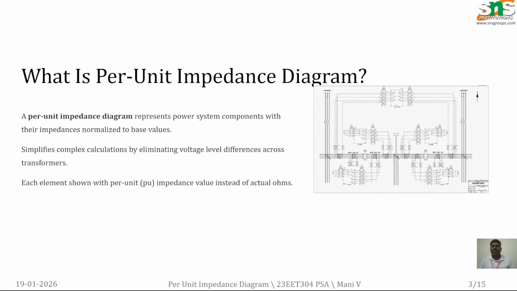So what is a per unit impedance diagram? Here the per unit impedance diagram is used to represent power system components like the generator, transformer, transmission line, loads, etc. Here we have to indicate their impedance, which is normalized to the base value. We have to assume the base value, or the base value is given. This base value is common for the entire power system. The base value is used to simplify the complex calculations by eliminating the different voltage levels across the transformer, generator, loads, etc.